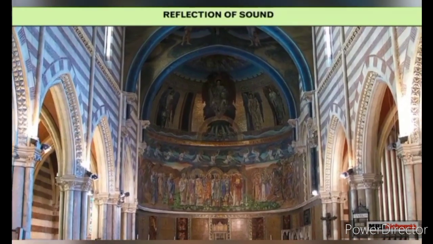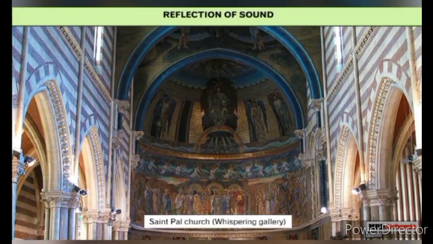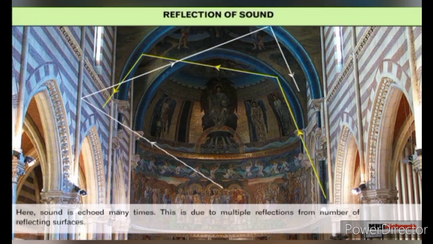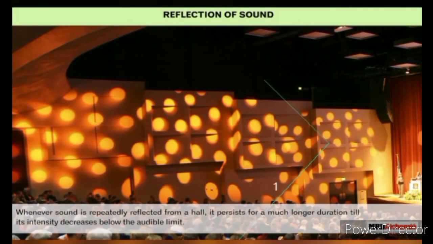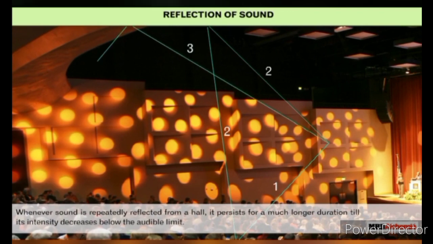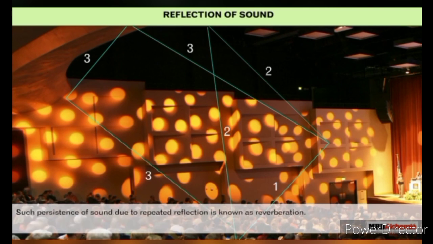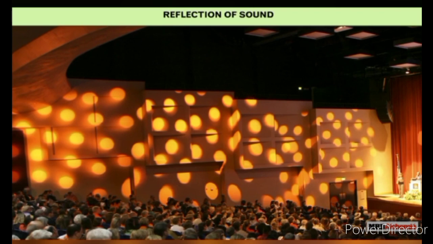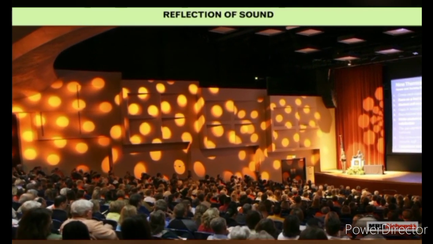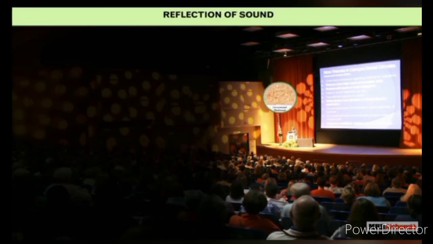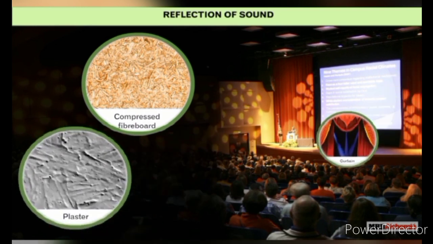St. Paul Church in London is known as Whispering Gallery. Here, sound is echoed many times. This is due to multiple reflections from a number of reflecting surfaces. Whenever sound is repeatedly reflected in a hall, it persists for a much longer duration till its intensity decreases below the audible limit. Such persistence of sound due to repeated reflection is known as reverberation. In order to reduce reverberations, the ceiling and walls are laid with sound-absorbing materials such as compressed fiber board, plaster, or curtain.